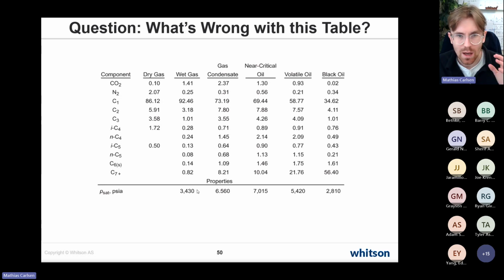So easy, but again, back to this: a dry gas has no liquid at surface. Wet gas has no saturation pressure or dew point down in the reservoir, and condensate has a dew point, and near critical fluids have saturation pressures as well.